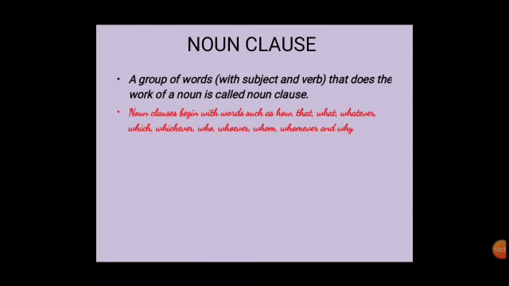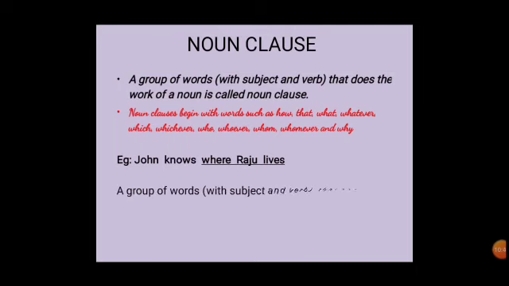See, a noun clause usually begins with words such as how, that, what, whatever, which, whichever, who, whoever, whom, whomever, and why. Even in this example it starts with where. John knows where Raju lives. So it is also a group of words with a subject and verb that answers the question what. Now I hope you are clear with both the concepts, that is noun phrase and noun clause.